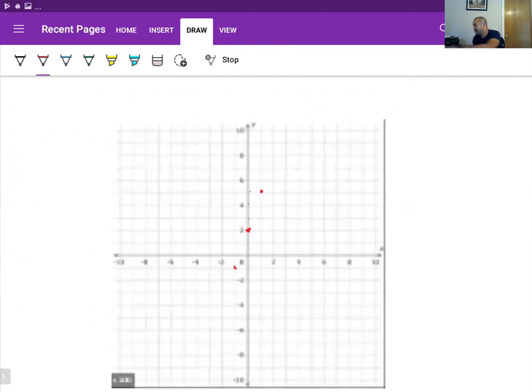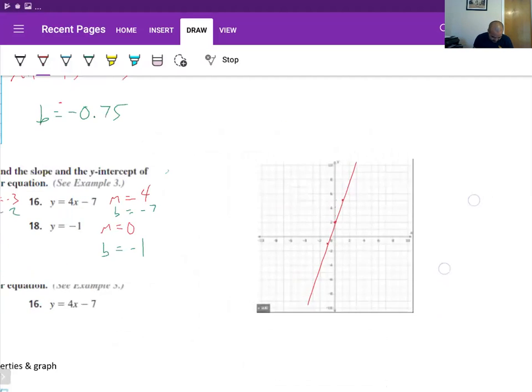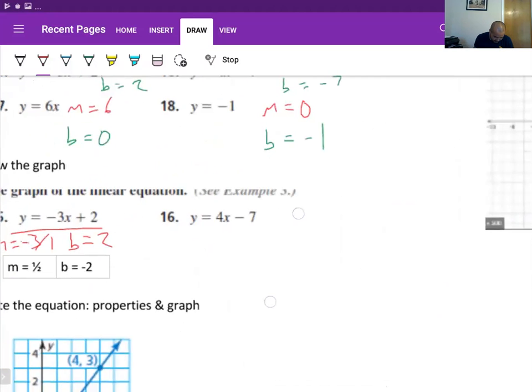Oh man. I'm not sure how this is going to work on my tablet. Let's give this a go. Ah, it worked. Okay. So that's that one. Let's look at these other ones.